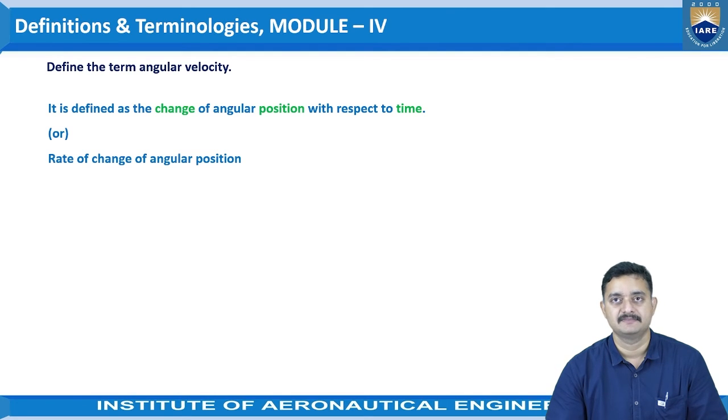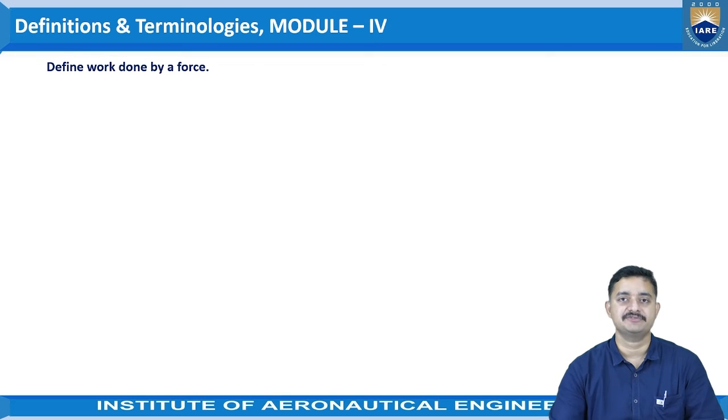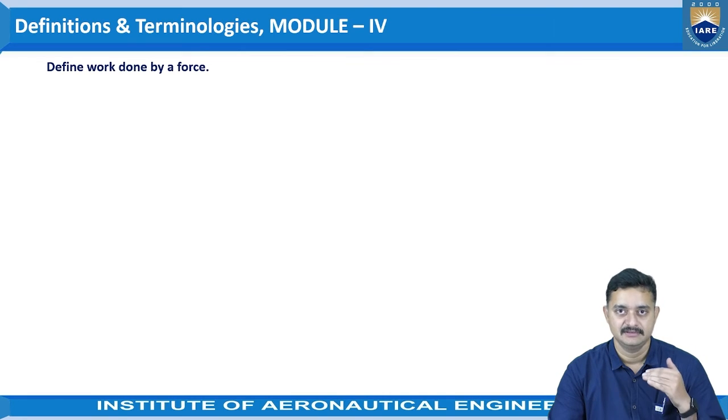Coming to the next one, define work done by a force. We all know the formula for the work done, which is the force into distance traveled. That is, work done is equal to F into S. But the technical usage of the work done equation is very important in engineering mechanics, wherein the direction of the object's movement should compulsorily be considered.